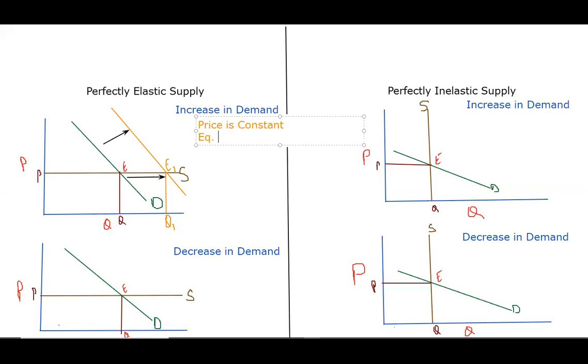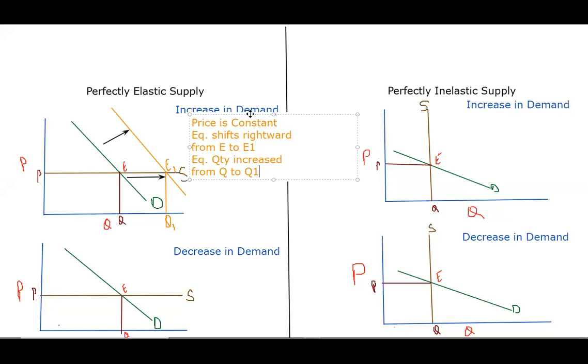Equilibrium shifts rightward from E to E1, and equilibrium quantity increases from Q to Q1. This is how you need to write down the observations, guys. Keep this in mind. First, you need to write about the price, then the equilibrium point, and then the equilibrium quantity. About these three things, you need to write everything.